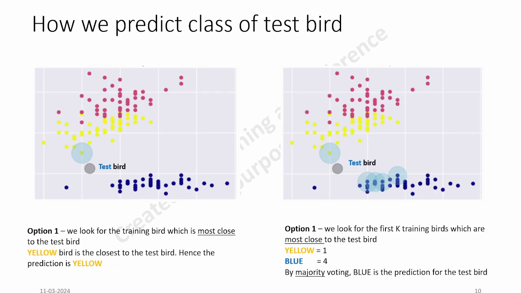Now, how to determine how many we want to compare against? That means the number of neighbors. That's the tunable parameter for every data set.